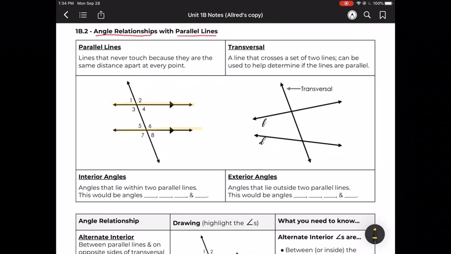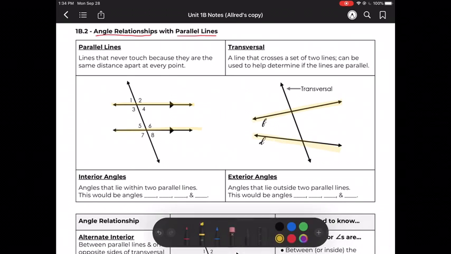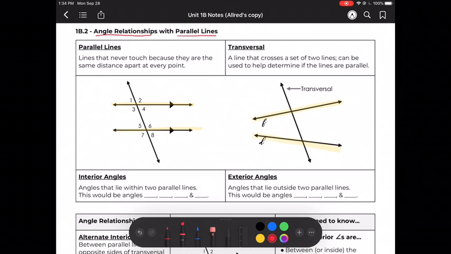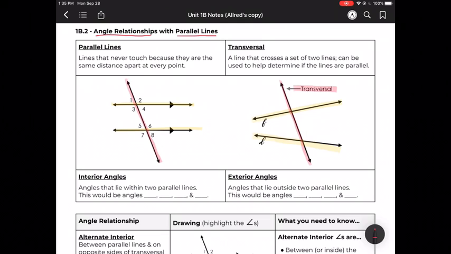We have any situation here, though, where we have two lines that are intersected by another line at two different points, creates this concept of what we call a transversal. A transversal is a line that crosses a set of two lines, and it can actually help us determine if those lines are parallel based on the angle relationships that it creates. And so before we get into certain angle relationships, I want to discuss with you two key terms moving forward with this lesson. And the first is interior angles.